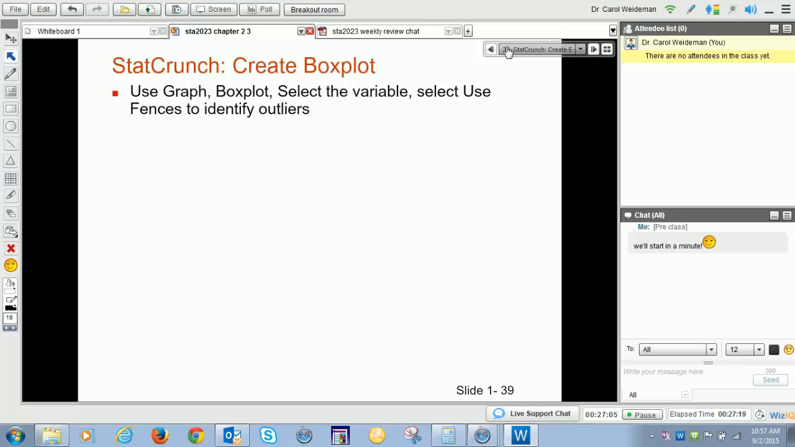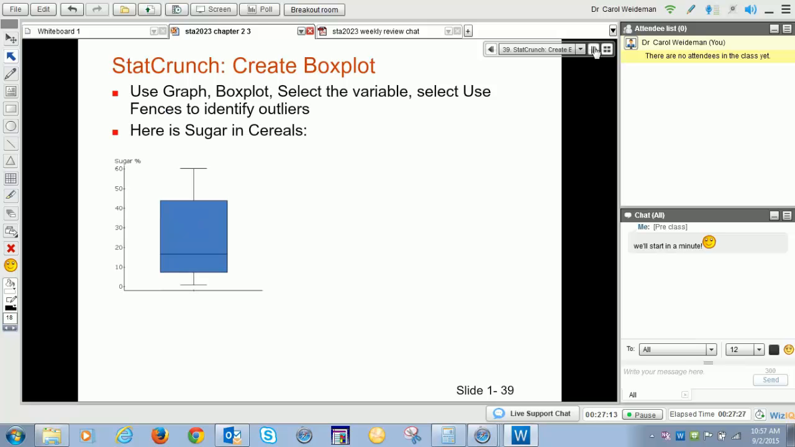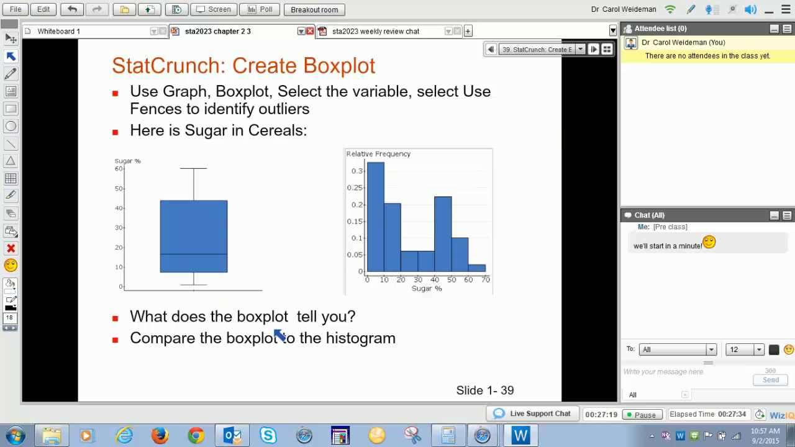So again, in StatCrunch, you're going to go to Graph, Box Plot, select the variable, and make sure you check the box for Use the Fences to identify the outliers. So here's the box plot on the sugar in cereals. What does it tell you? Now notice again, you can't see that this is bimodal on the box plot. You can see it on the histogram though, so that's why it's important to do both displays.